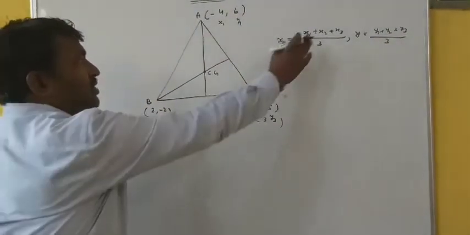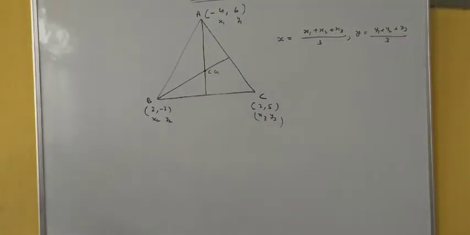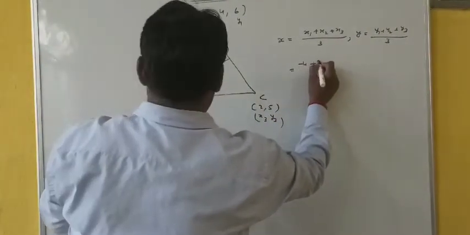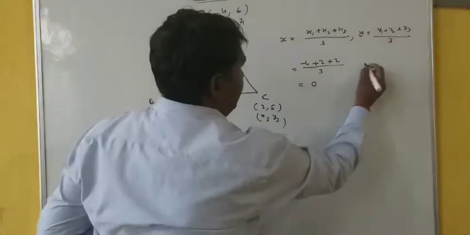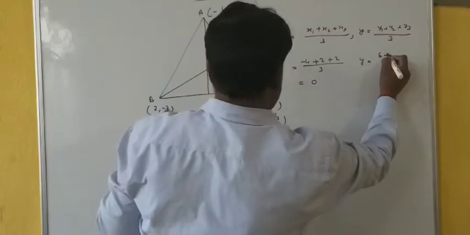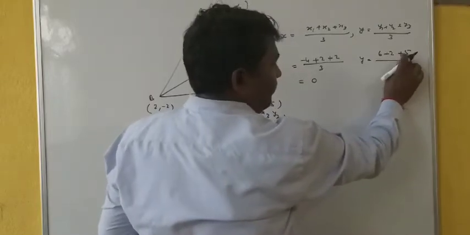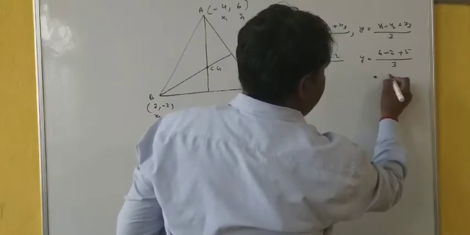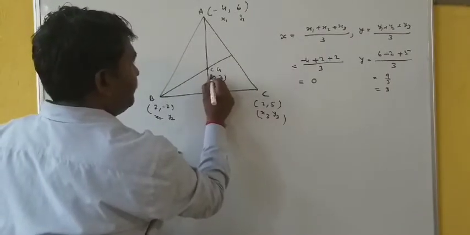Now putting in the values, x1 is minus 4, x2 is 2, x3 is 2, divided by 3, you will get 0. Y is equal to y1 6, y2 minus 2, plus y3 5. 6 minus 2 is 4, plus 5 is 9. So 9 by 3 is 3. Therefore the centroid will be 0 comma 3.